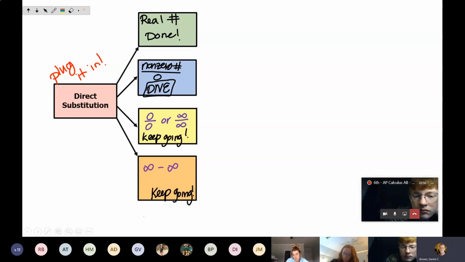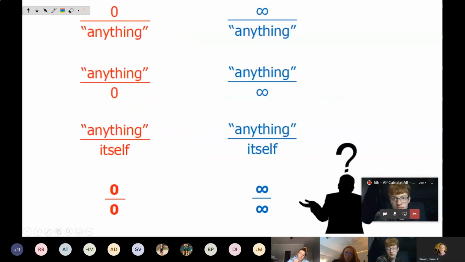And so when you have a real number, you're good to go. When you have a non-zero number over 0, you're good to go because you know it's DNE. Whenever you have things like 0 over 0 or infinity over infinity, then we're going to have to keep doing something else. So let's talk about that. What do we mean by saying 0 over 0 or infinity over infinity?